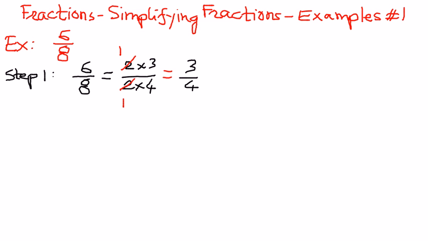Therefore what we're left with here is 3 over 4. So in step number 2, we can then come back and say 3 over 4 is the simplified form, or the prime form of the fraction 6 over 8. That is our answer. That is where we want to leave it. Let us look at another example.